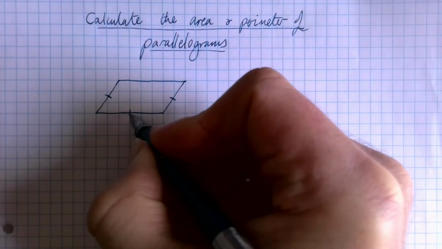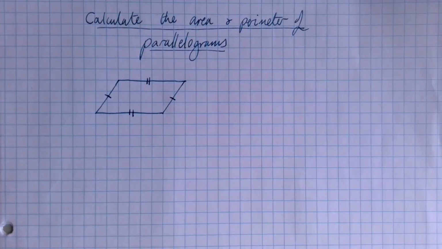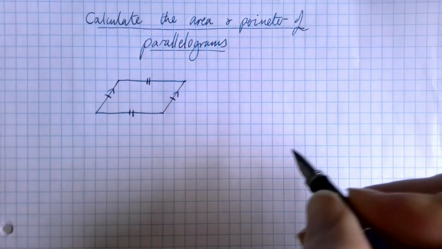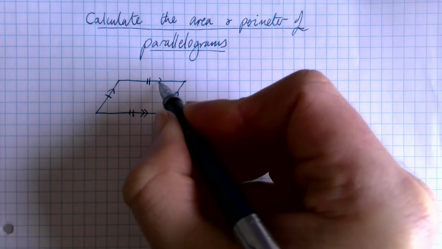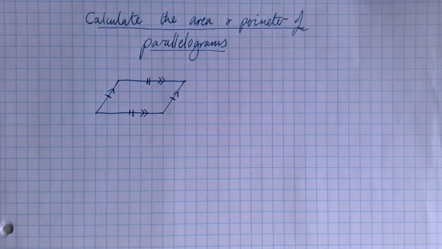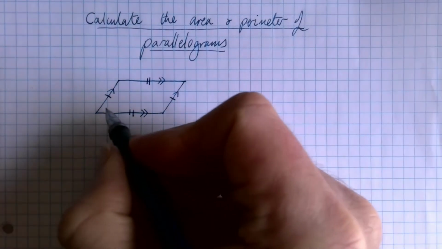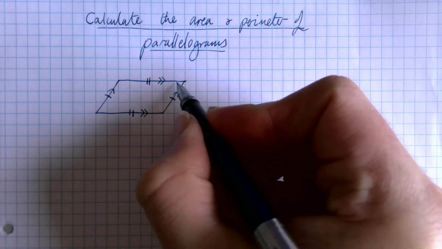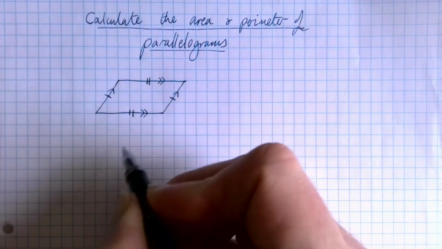So the length of this side is the same as the length of that. The length of this side is the same as the length of that. The other thing we can say is this side is parallel to that one. And if we use double arrows, we can show that this side is parallel to that. And the only difference between it and the rectangle is the angles are not right angles. See this one though, this is an acute angle. This is exactly the same as this acute angle, and this obtuse angle is the same as that one.